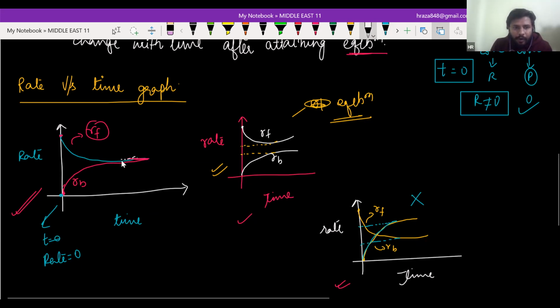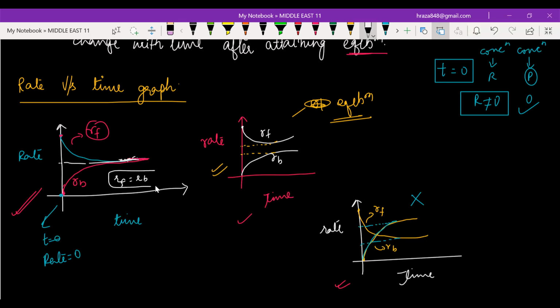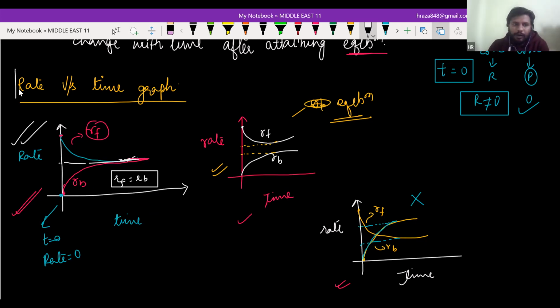Now if you will go for this, you will see that rate of forward after some time, here you will see that they are overlapping, they are coincident with each other. That means they have same value. Rate of forward is equal to rate of backward, Krishna. Yes, sir. So this is correct.